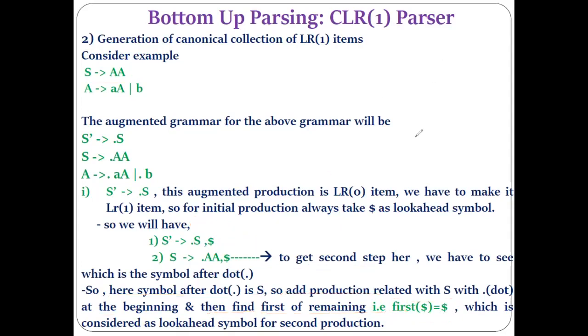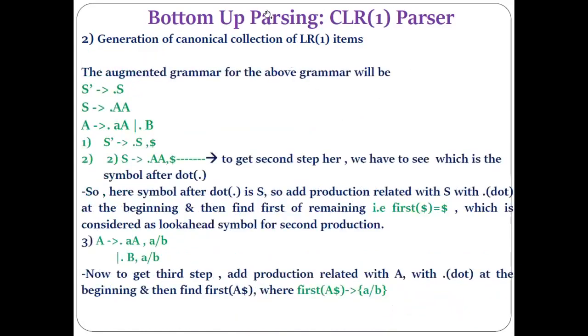So only two steps you have to apply. What is the first step? We have to add the production related with that particular non-terminal symbol, which is having the dot on its left hand side. And second step, we have to take the first of the remaining part. Okay, so let's see the next.